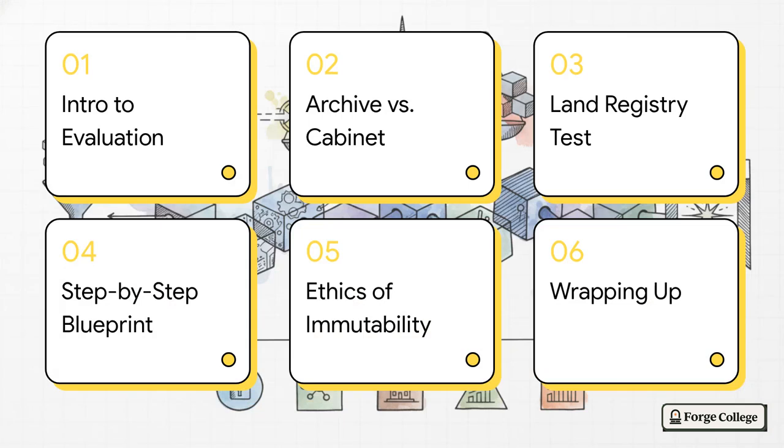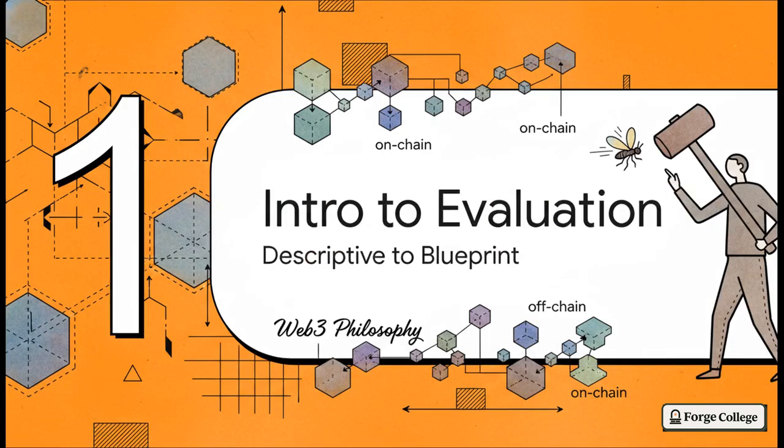So here is the game plan for today. We'll start with an intro to evaluation, compare an archive to a filing cabinet, run a real-world land registry test, build your step-by-step blueprint, tackle the ethics of immutability, and then wrap the whole workflow up. Let's get to it. Section 1.